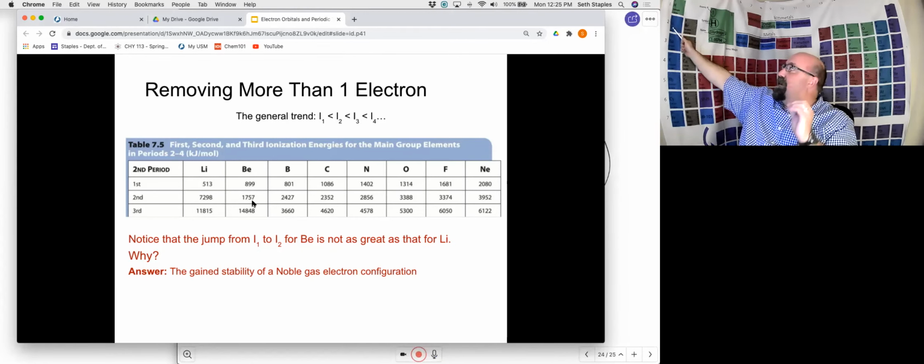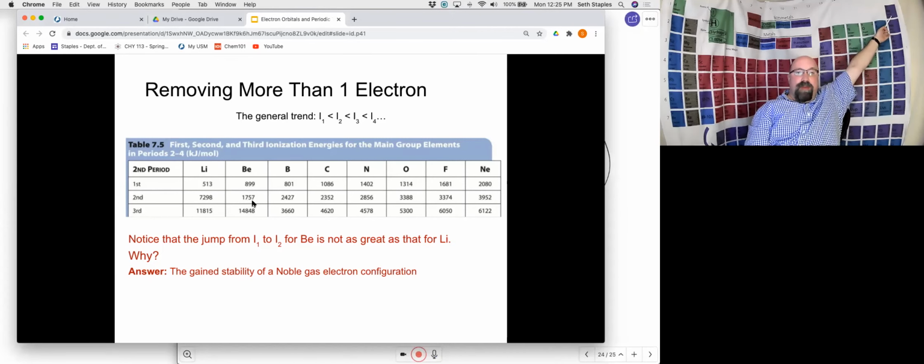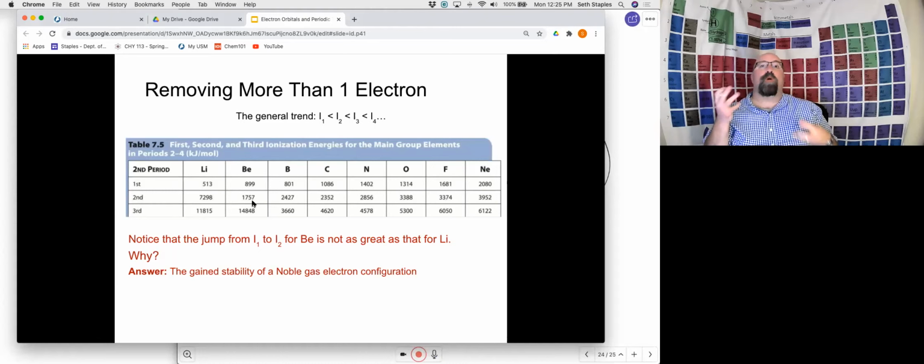At this point, we've removed 2 electrons from beryllium. It now has the same electron configuration that helium has. It has what we call the noble gas configuration. Noble gas configurations are very, very stable. That's the ideal electron configuration for all atoms. When atoms form ions, that's what they're trying to do, achieve a noble gas configuration. And so it's going to take a heck of a lot more energy now to remove that one more electron, and we get this huge jump in energy.